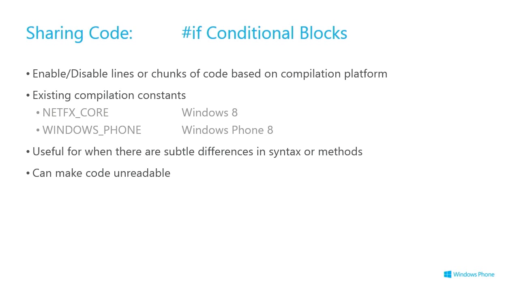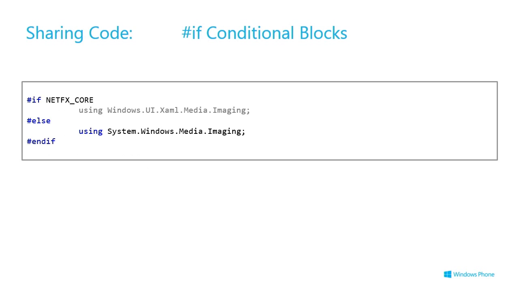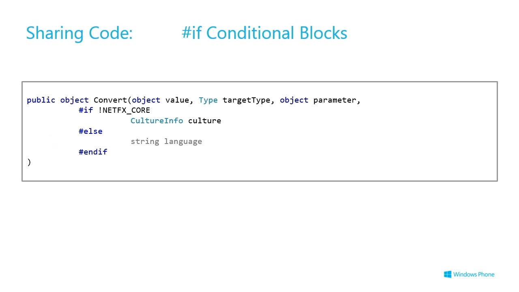You can make use of these when there are subtle differences in syntax. So here's an example of using a hash if block to allow us to change, because there is a bitmap image, I think, object which is in different namespaces in Windows Phone 8 as it is on Windows 8. So we can have a shared file that's referencing that and use hash ifs to change the namespace depending on which platform you're compiling it for. Here's another example. This is an example of how not to do it. It's a bad example, because the downside of this is it can become a bit unreadable.